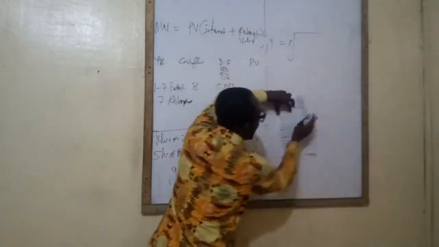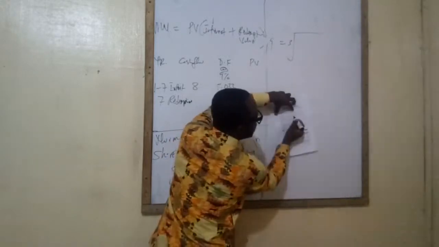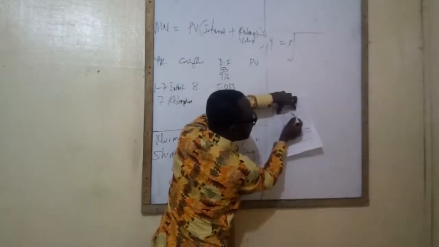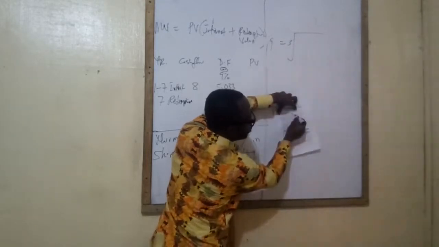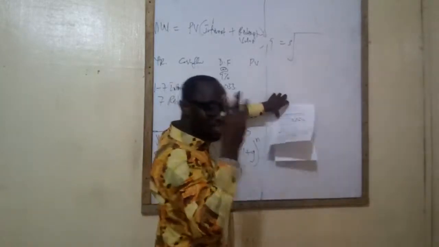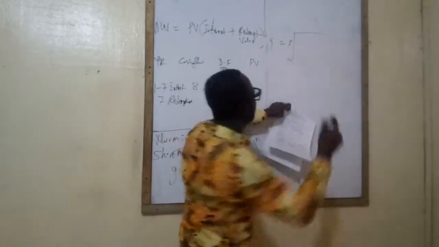This is what I want you to understand. It is 4, but when we are calculating growth, it will be from 2011 to 2012, that is 1. 2012 to 2013, 2. 2013 to 2014, 3. So it will be 3.